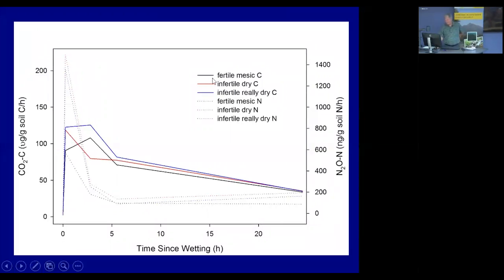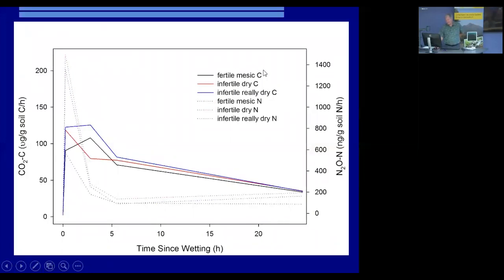When we take the relatively dry end of the gradient, which I'm saying are fertile, mesic, infertile dry, and infertile really dry systems, I'm showing carbon dioxide losses in the solid lines and losses of nitrous oxide, a nitrogen trace gas, in the dashed lines. And what we see is within 15 minutes after wetting up dry soils, there are enormous losses of nitrous oxide and more poorly quantified but enormous losses of nitric oxide, NO, and of ammonia as well.